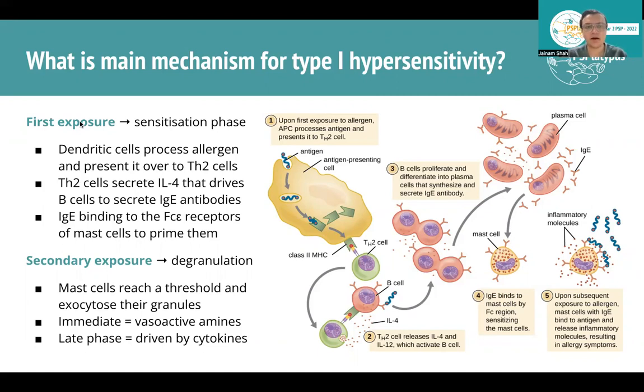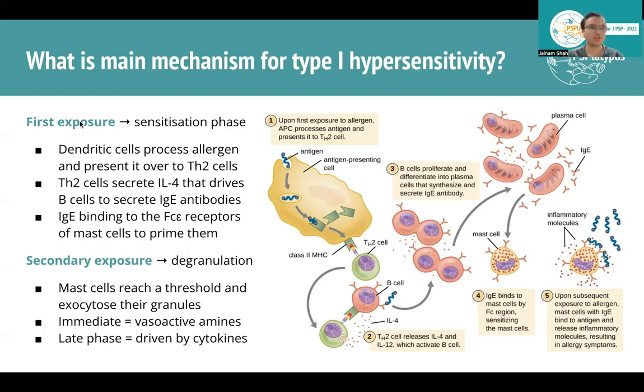These IgE antibodies bind to receptors, so specifically the Fc epsilon receptors, but I don't think you really need to remember that, of the mast cells that prime them. Then you have the secondary exposure. So now you've got these primed mast cells that have specific IgE antibodies bound onto them.